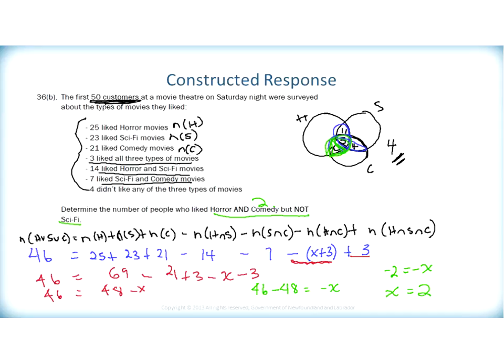Once again, keep this question in mind. It may come up on the constructed response. It would be a popular type of question to put on the constructed response using the principle of inclusion and exclusion. This formula right here will be given to you. Of course, it might have A, B, and C, but it will be given to you on the formula sheet.